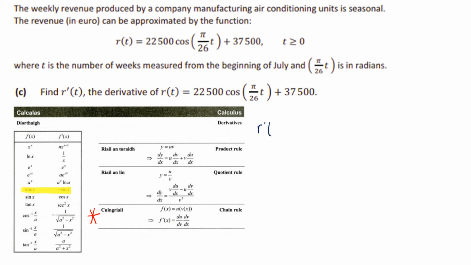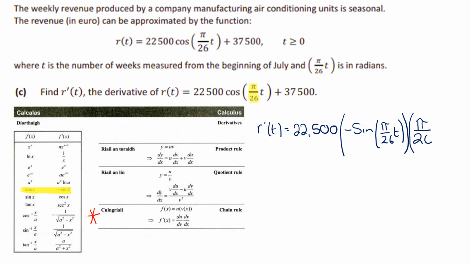So r dash t. The first thing that tends to throw students is the coefficients. What do you do with them? And the answer is nothing. They just sit there. Ignore them for a minute. So our cos goes to minus sine and the angle stays the same. So pi over 26t. But because of this pi over 26, we're going to multiply by the derivative of the inner function, which basically means we're going to multiply this whole thing by the coefficient of the angle. So we're multiplying the whole thing by pi over 26.